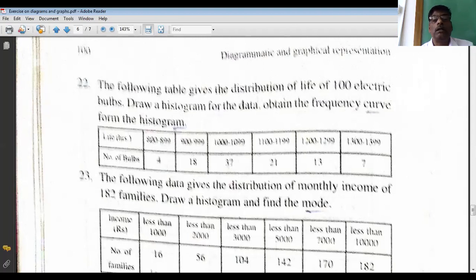First number is 899.5, second is 999.5, then 1099.5, then 1199.5, 1299.5, 1399.5. In this way you have to write the values on the x-axis. Then mark the y-axis and make the rectangles. The y-axis maximum value is 37. Take 37 as the maximum and draw the rectangles. The histogram is complete. Then draw a freehand curve, that is called the frequency curve.